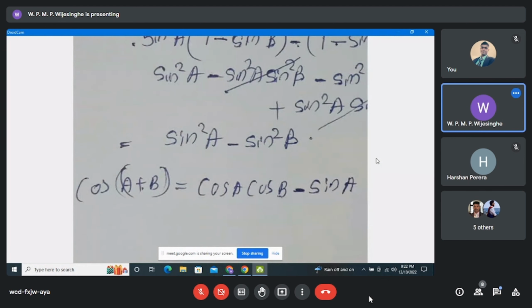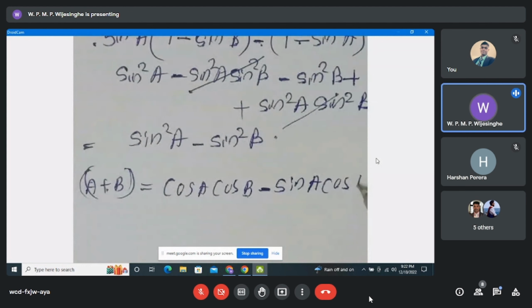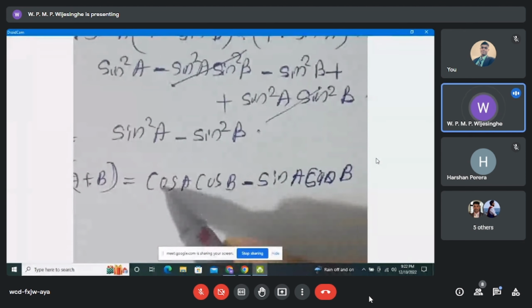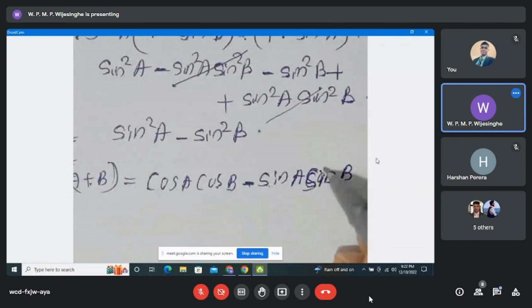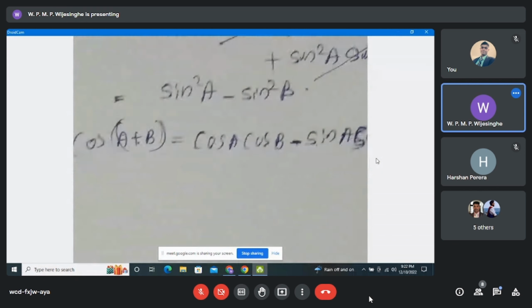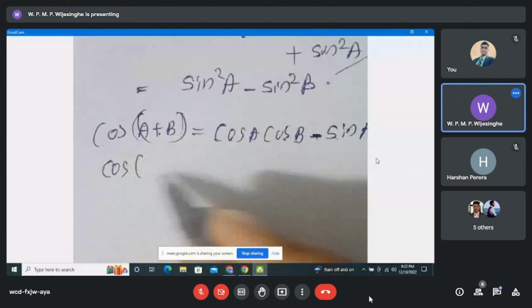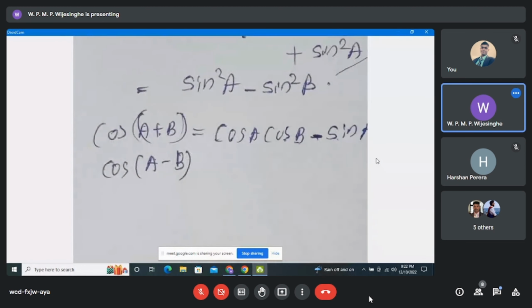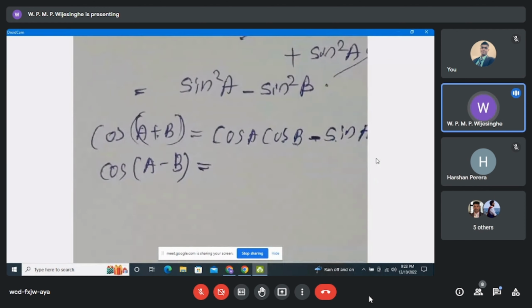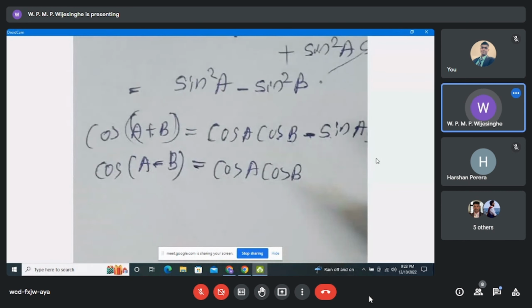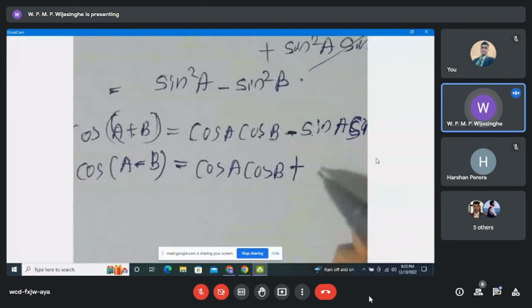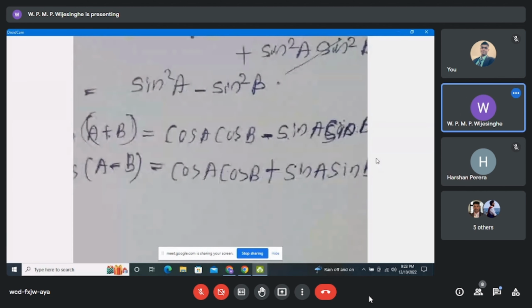Sin A sin B. Here cos A cos B minus sin A sin B, right? The second one, the difference of angles like this, right? In this type, cos A cos B, when it is negative here, it is positive here, and sin A sin B, right?